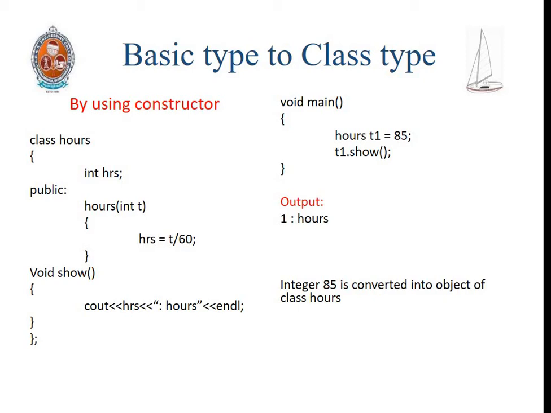So t1 is the object, and 85 is the integer value. This integer value is going to be stored into the object t1. Now we are printing t1 by using the show function. It prints the output as 1, because 85 by 60 is 1, and 1 is stored in the hours variable.